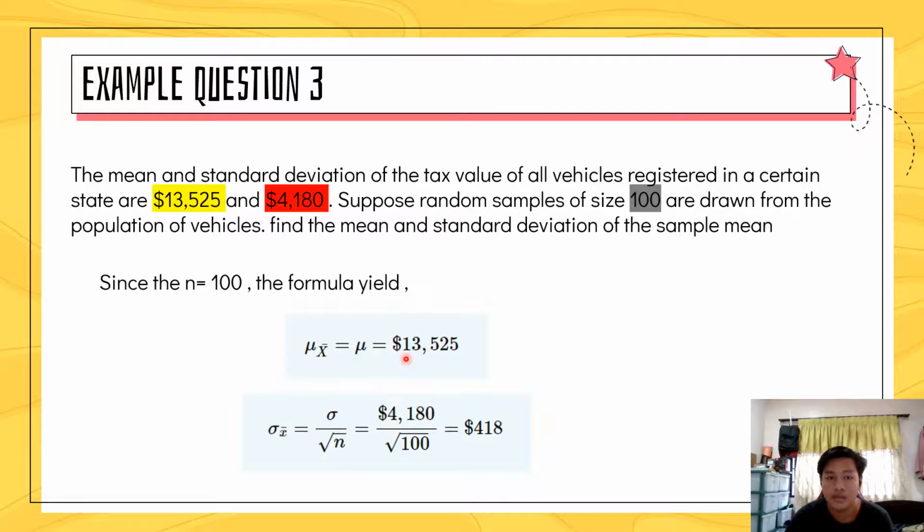sample mean is $13,525, and after we implement the details in the standard deviation formula, with $4,180 divided by the square root of the n sample, we got that the standard deviation of the sample mean is $418. So this is answering the question.